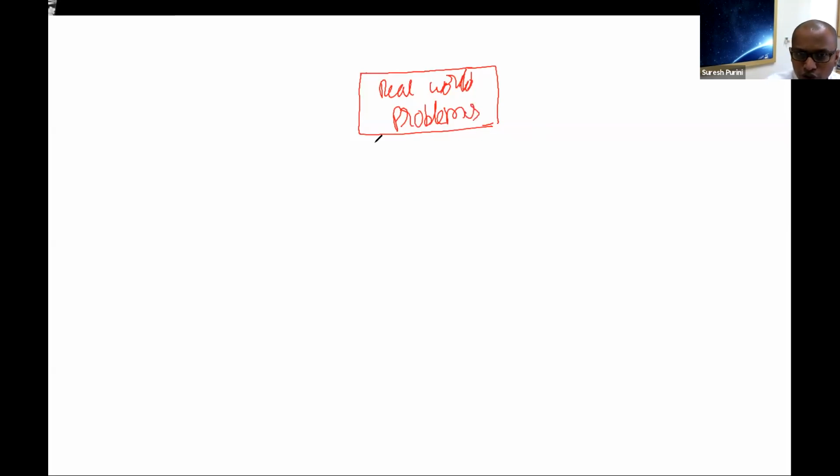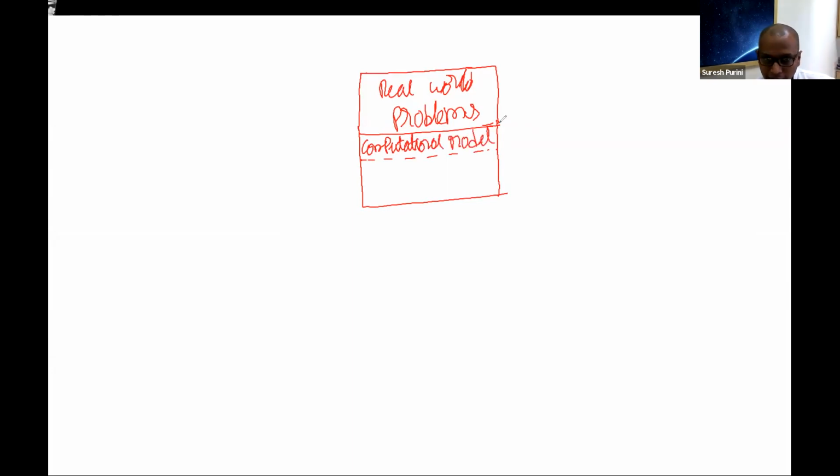In order to solve these problems, you need to come up with a representation for them. You need to build a computational model for these problems. And when we build a computational model, there are two parts to it. One is representation structure.